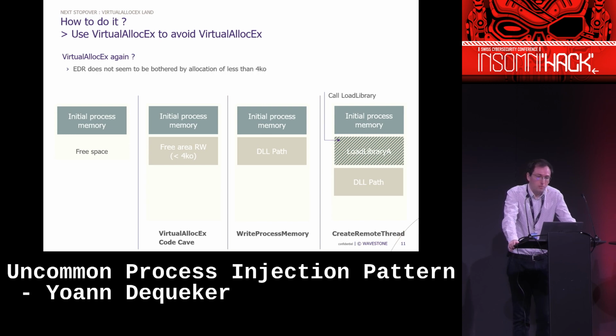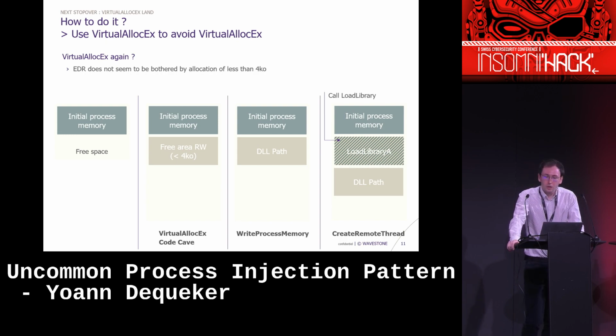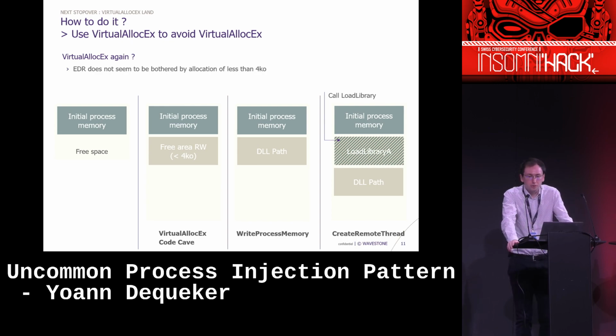We can also use some code caves, so some free space already existing in our process. The only thing we have to have is enough space to write the path of the DLL we want to inject. Once we have written our DLL path in the remote process, we can use CreateRemoteThread to start the execution of LoadLibrary inside the remote process, with as parameter the DLL path we have already written in the process. So with that, we can compel a remote process to load a specific DLL and create additional memory in this memory space.